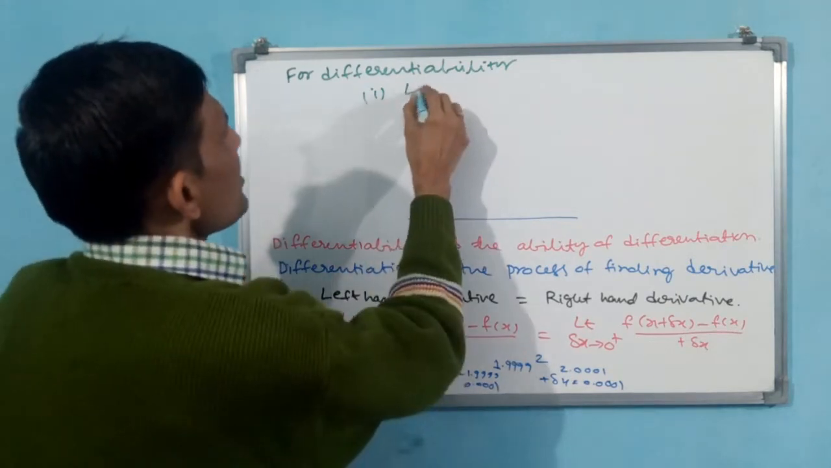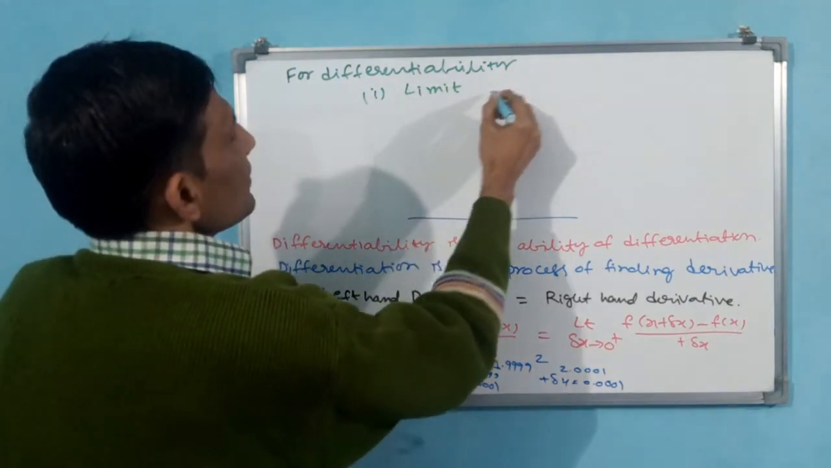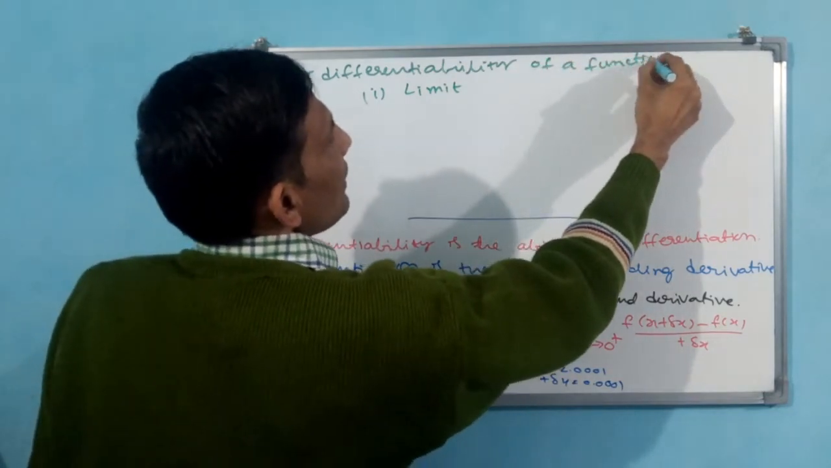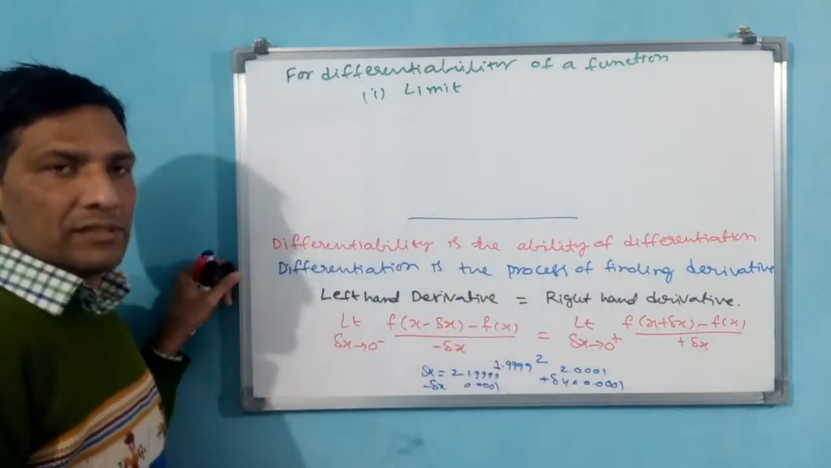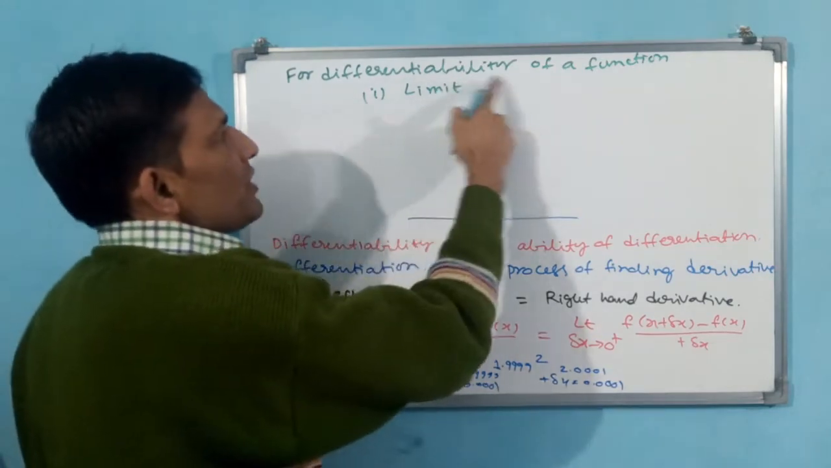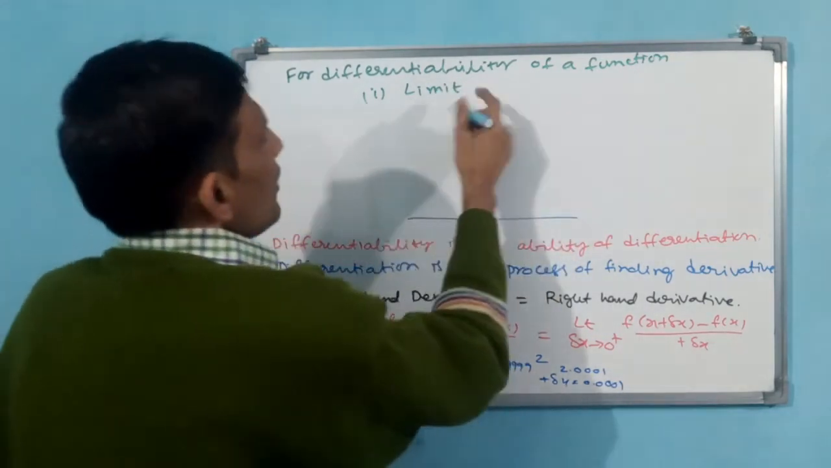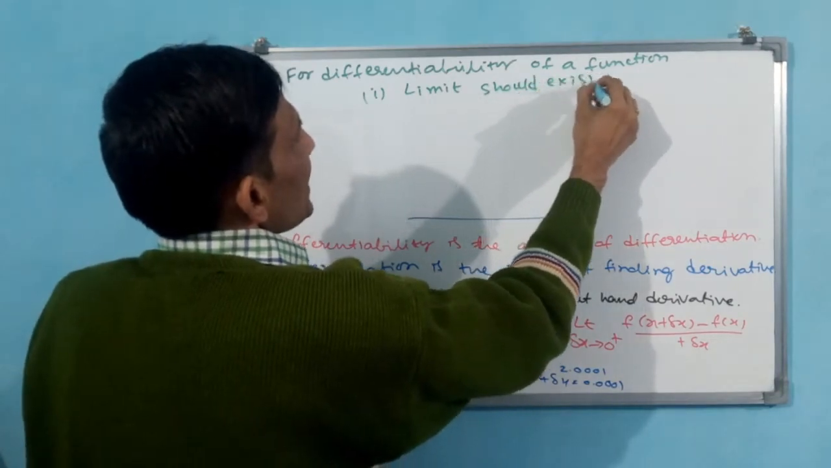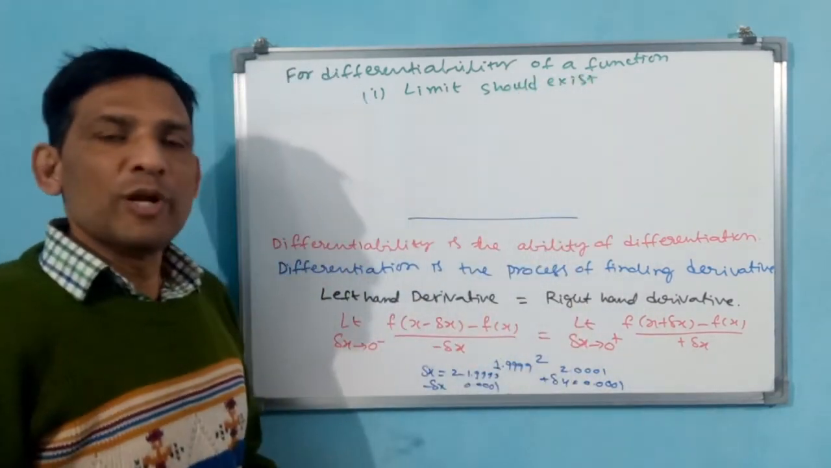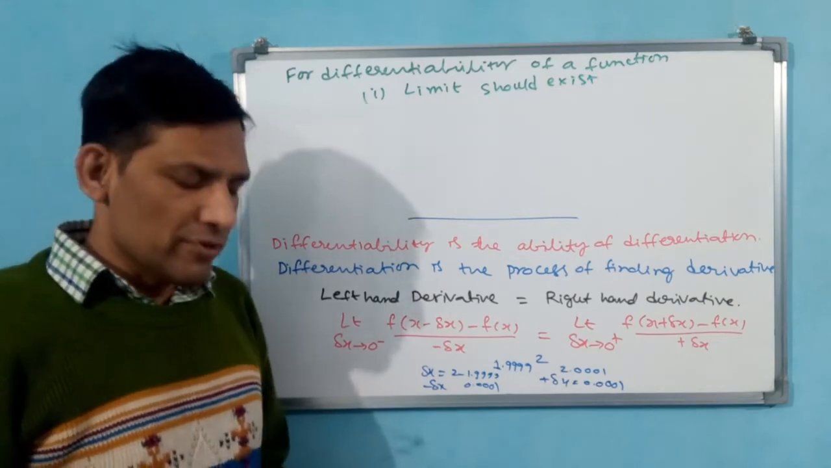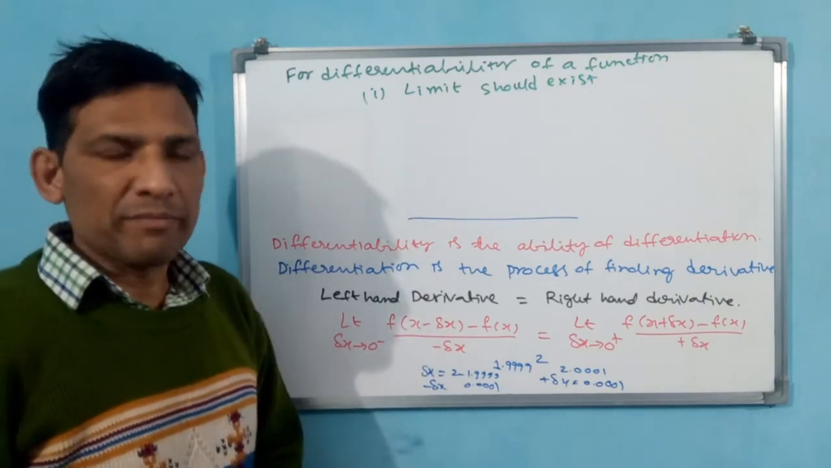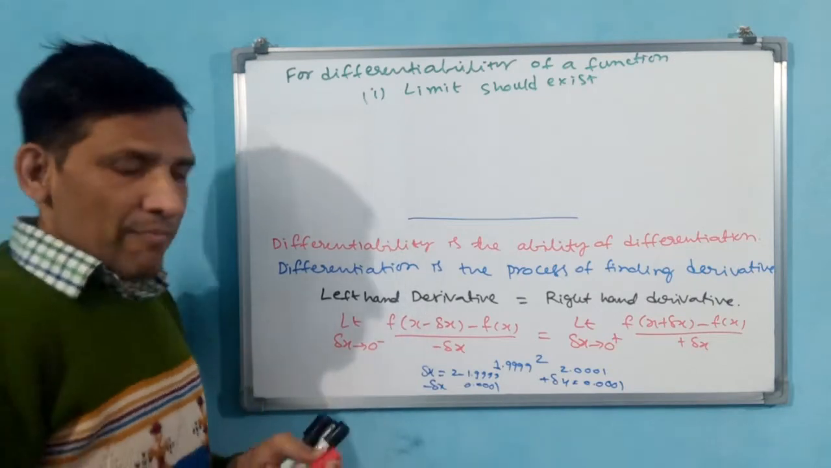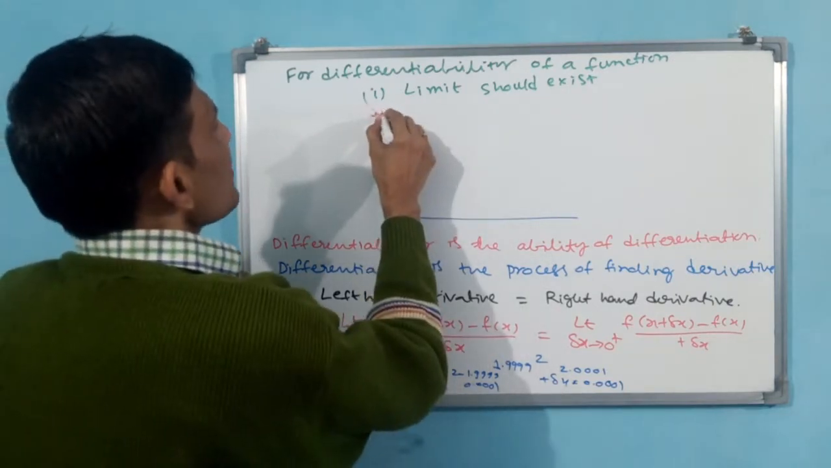First condition: limit should exist for differentiability of a function. Why? Because we are talking about functions only. For differentiability of a function, limit should exist. First point. How do we know limit exists? Limit exists means left hand limit and right hand limit should be equal, and again we compare with the main limit. If all 3 are equal, then we can say that limit exists. But we can also say that it is a continuous function.